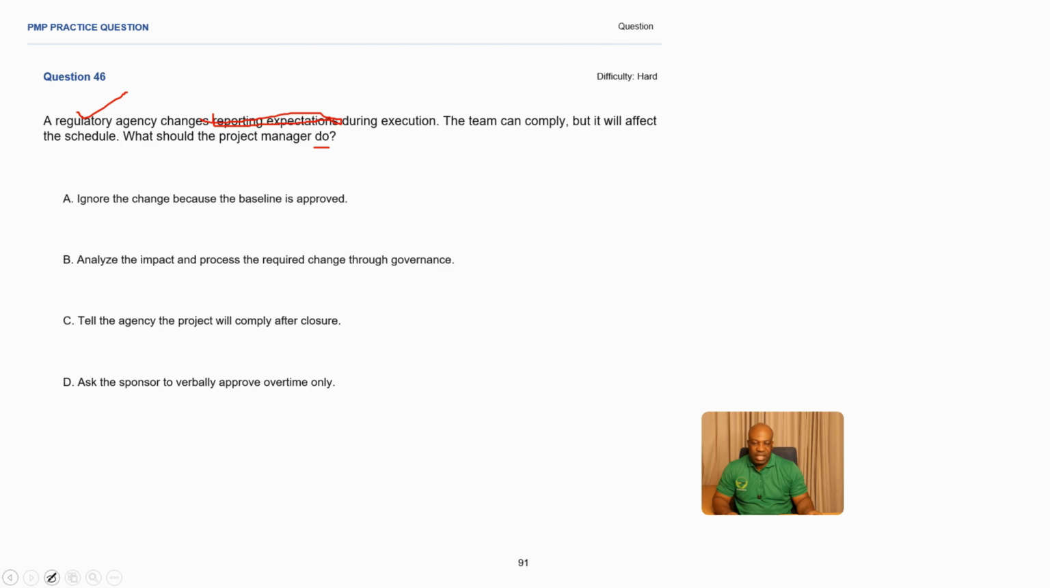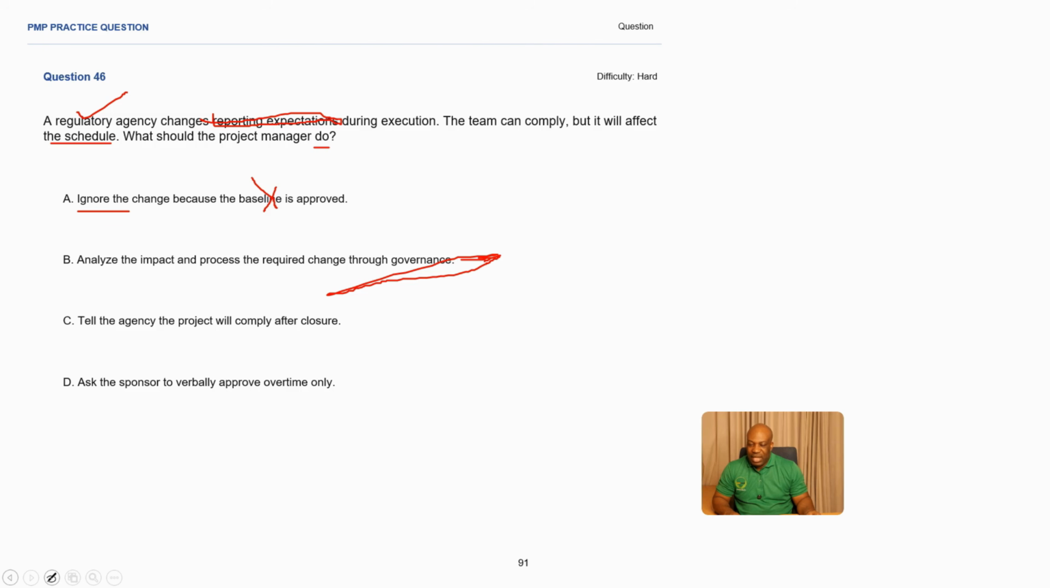So which is this case, all right? So the team can comply with it, okay? But it will affect the schedule. So which means if this reporting changes during execution, they come in, they're going to affect the schedule. So let's look at the answers now. Ignore the change because the baseline is approved. You don't ignore things in project management. Whether it's a risk, it's an issue, you confront it head on. So making this one incorrect answer. All right. Analyze the impact and process the required change through governance. This makes sense. You need to analyze the impact. Okay.